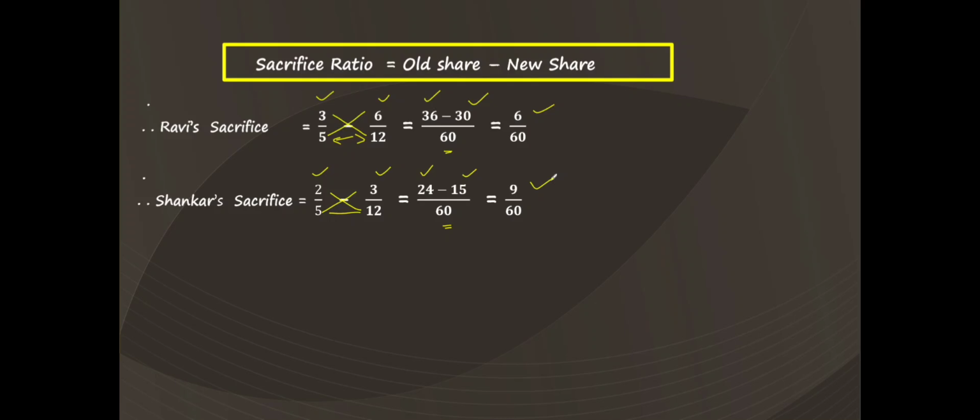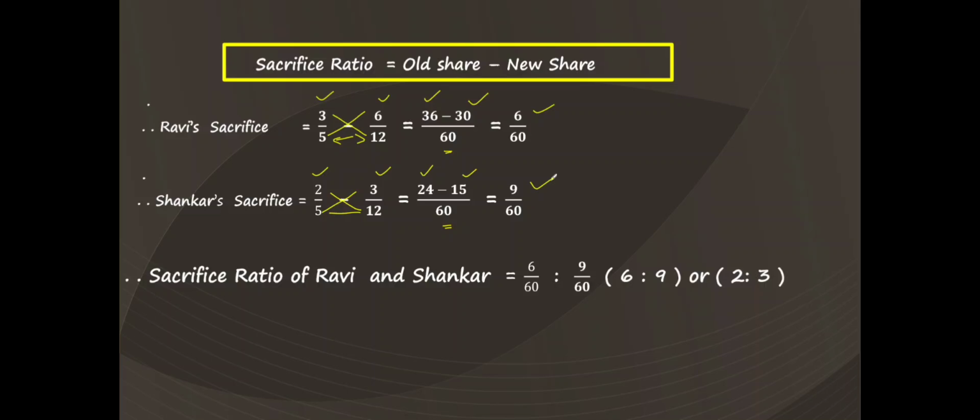So take and write the sacrifice ratio. Sacrifice ratio of Ravi and Shankar is equal to 6 by 60 is to 9 by 60, which can be written as, since the denominators are common, just cancel it. It will be 6 is to 9, which can be further simplified with the common factor, that is 3. 3 2s are 6 and 3 3s are 9. So therefore, the sacrifice ratio of Ravi and Shankar will be 2 is to 3.